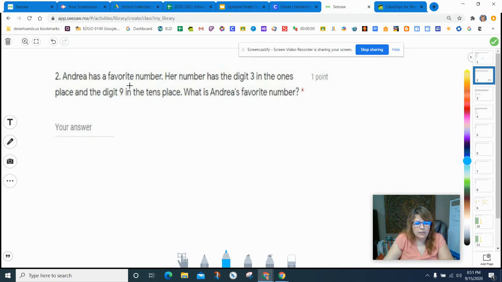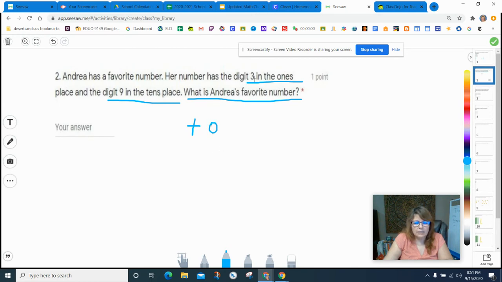Andrea has a favorite number. Her number has the digit 3 in the ones place and the digit 9 in the tens place. What is Andrea's favorite number? So we want to know what's her favorite number. We know we have a digit in the ones place, and we know we have a digit in the tens place. So I'm going to put T O. The T O will help me organize my digits.